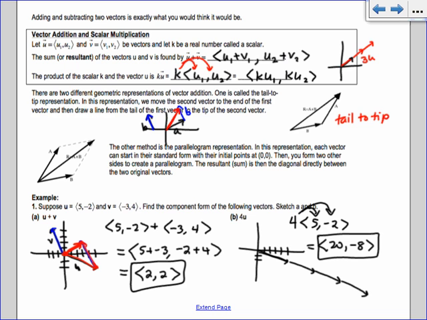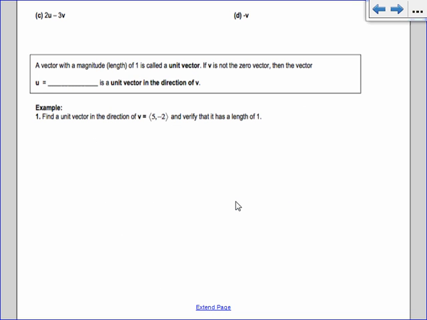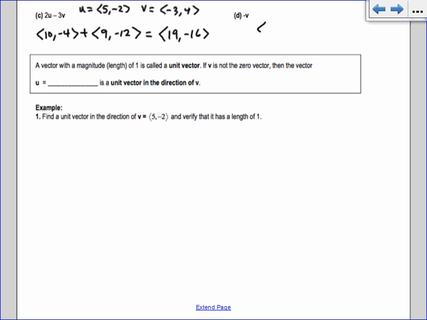All right, so I won't draw the next two, but we will use the formulas. Let me write what u was. So u was 5, -2, and v was -3, 4. If I have 2u minus 3v, then 2 times u is 10, -4. And I'm going to do plus, and multiply the -3 in, so I'm going to have 9, -12. So I get 19, -16. And then negative v ends up being the opposite of v, which ends up being 3, -4.